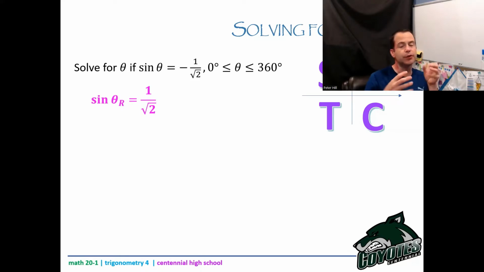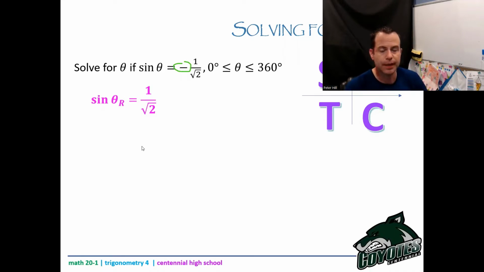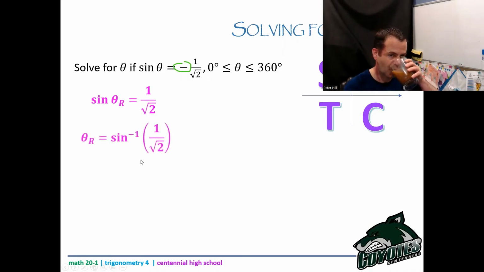Your reference angle is always acute. It's always less than 90 degrees. So if I want the reference angle, I am never going to arc sine the negative portion of my ratio. The negative portion of my ratio comes to tell me what quadrant I'm in, okay? But for the reference angle itself, you will always arc sine or arc cos or arc tan the positive version of that ratio, okay? So I have sine of the reference angle is 1 over root 2. And now I'll arc sine that. And that gets me a reference angle of 45 degrees.